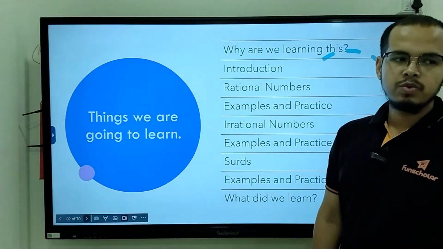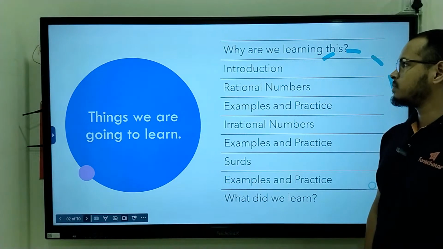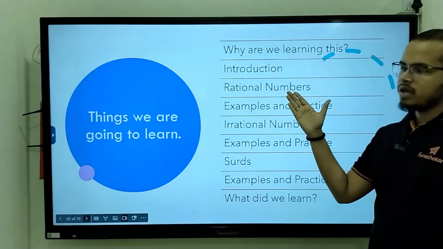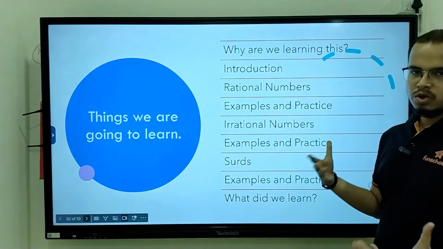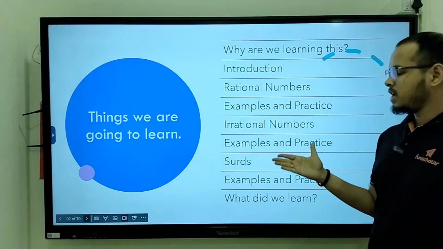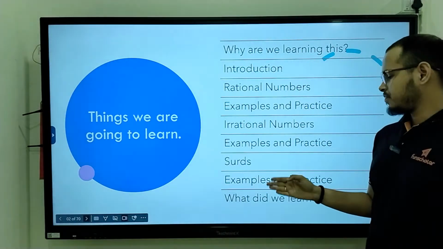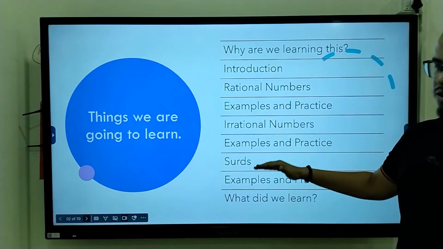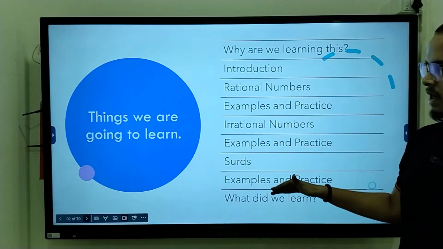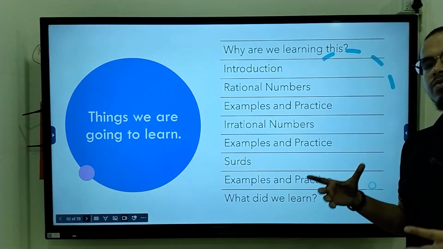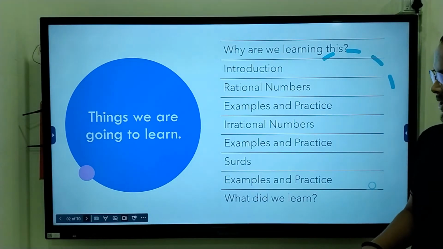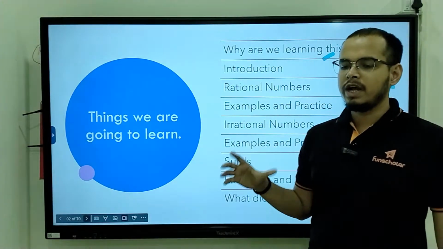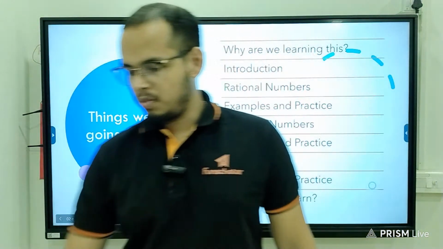First thing is what we are going to be covering in this chapter. We are going to be covering why we are learning rational and irrational numbers, the introduction, rational numbers, examples, what are rational numbers, irrational numbers, examples, then surds, and after surds, examples and everything. So rational, irrational, and surds are the main three types of concepts that we are going to be covering in this particular section. We'll be doing all the examples in practice so that we have a clear idea of what we are about to do.